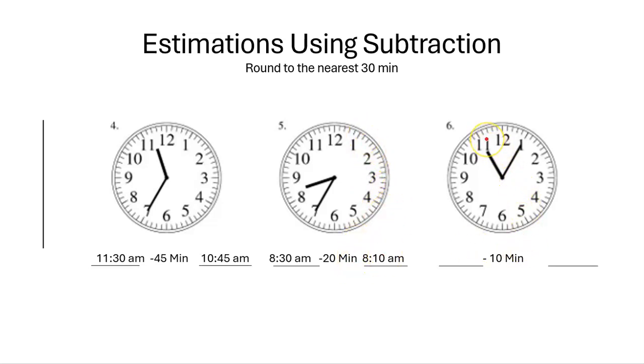And the next one, we're looking at 11:05. We're going to round to the nearest 30 minutes, which puts us at 11 o'clock. And we're going to subtract 10 minutes from 11 o'clock, 5, 10. So now we're at 10:50 a.m. So those are useful to be able to tell how long a task has taken you, or how long you think the task is going to need, the time you need to spend on that task.